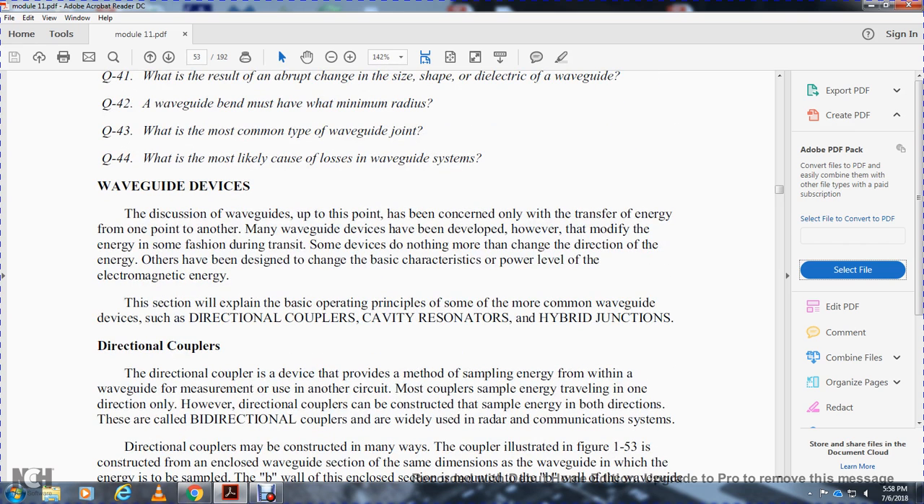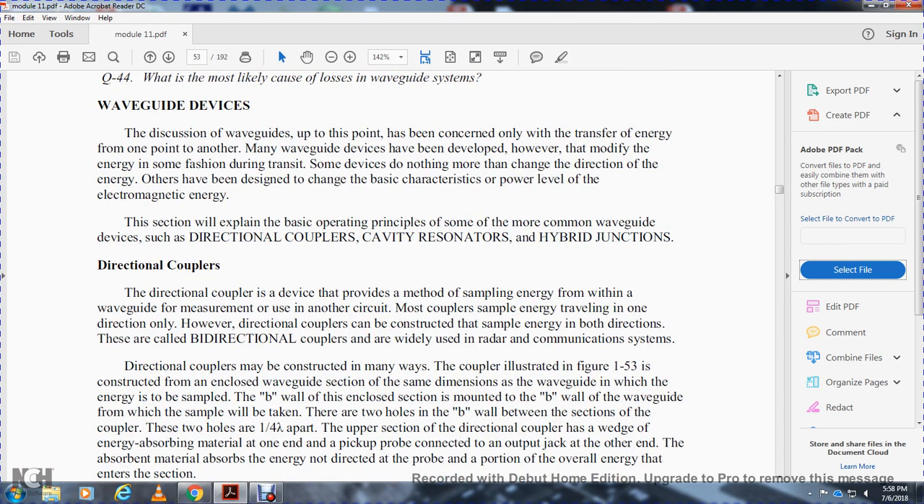Waveguide devices. The discussion of waveguides up to this point has been concerned with the transfer of energy and theory. Many waveguide devices have been developed, however, that modify the energy, sometimes during transit. Some of the devices do nothing more than change the direction of the energy. Others are designed to change the basic character or power level of the electromagnetic energy. This section explains the basic operating principles of some of the most common waveguide devices, such as the directional coupler, cavity resonators, and hybrid junctions.